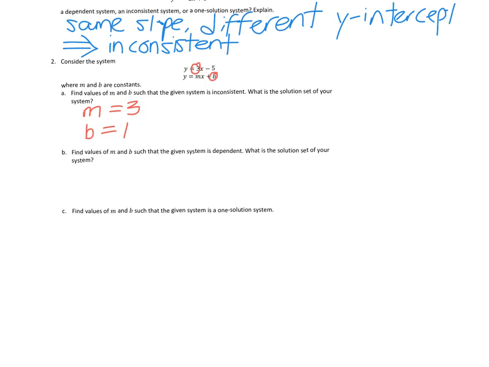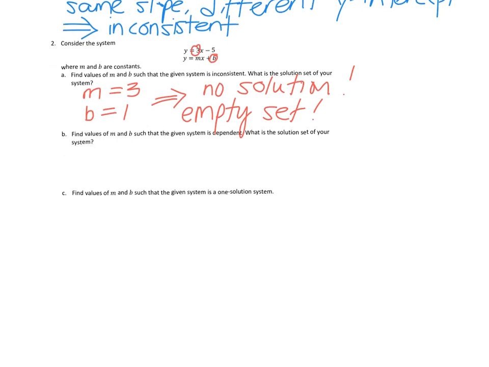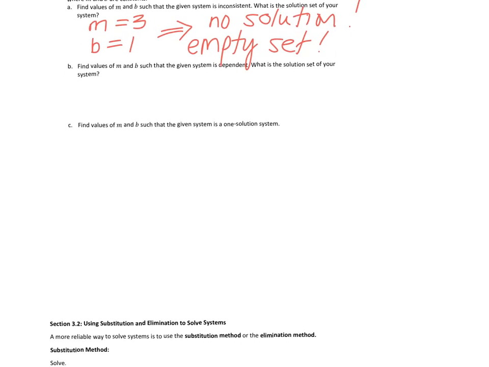And what's the solution set of the system? There's no solution. So how we write that is we can write no solution. A solution makes up a set, so we could say it's an empty set, something like that. All right, because parallel lines never intersect. Points of intersection are solutions. No intersection points, no solutions.